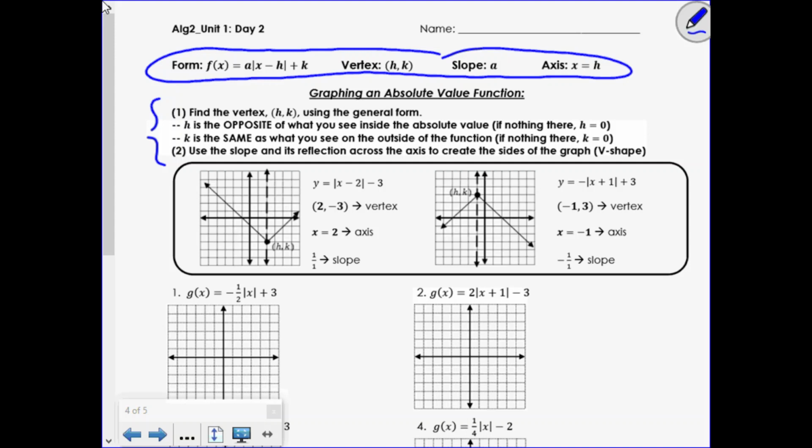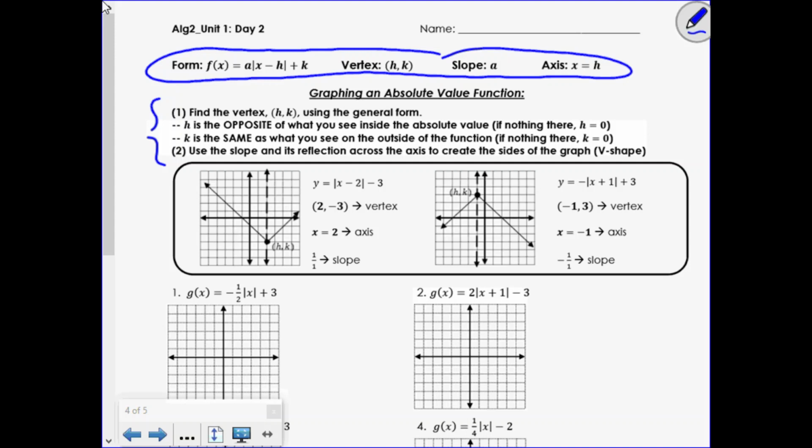So in order to find the vertex, this is what your function is going to look like up here. It's going to have an absolute value of x minus h plus k. You guys remember how we talked about k was your up versus down when we were doing transformations? And we talked about h, which is inside of your parentheses or inside of your function. That's your left versus right. Remember that from unit 0?